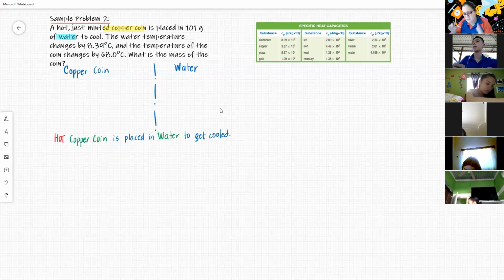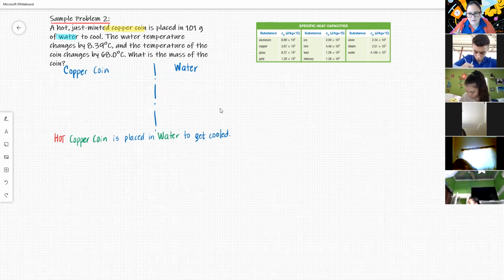Okay, that is the reason. That's what I want you to understand in this problem. So that is important, okay? Hot copper coin is placed in water to get cool.